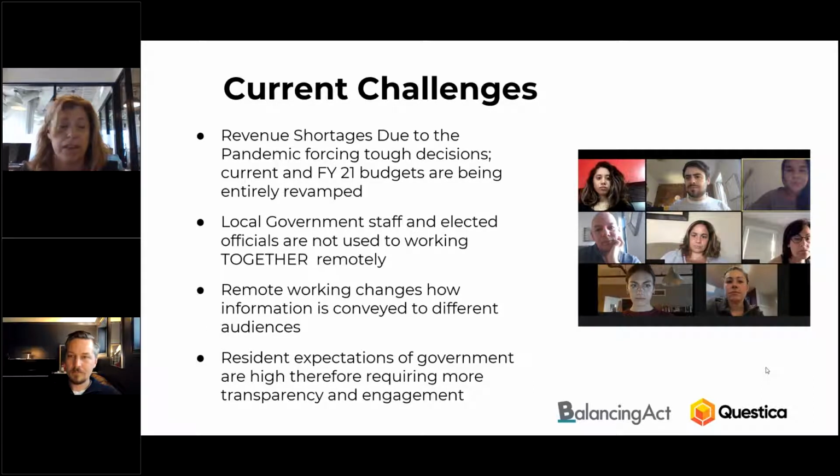I think one of the biggest things right now is that residents are really tuned into government, and the expectations of government are higher, and therefore require more transparency and engagement. I certainly think that more people were watching the news during COVID-19 than ever before, especially local news. And so this is a challenge.